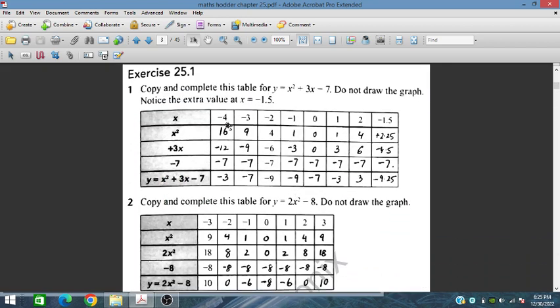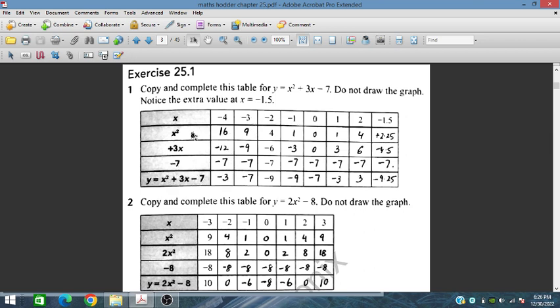Let's start from this one, where we have minus 4, and minus 4 squared is 16, and minus 4 multiplied by 3 is minus 12, and this minus 7 is here, and we add these: plus 16 minus 12 minus 7 is minus 3. So y is equal to minus 3, which is equal to x squared plus 3x minus 7.